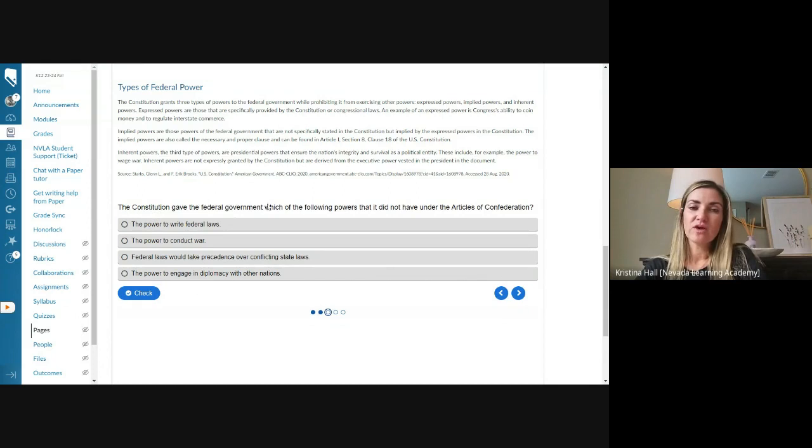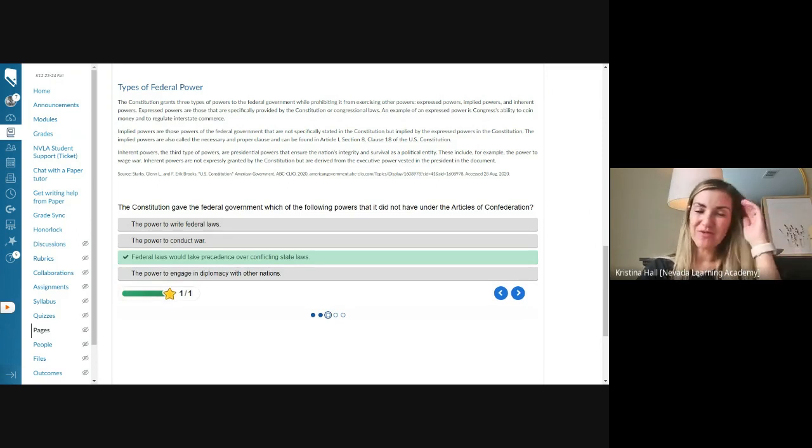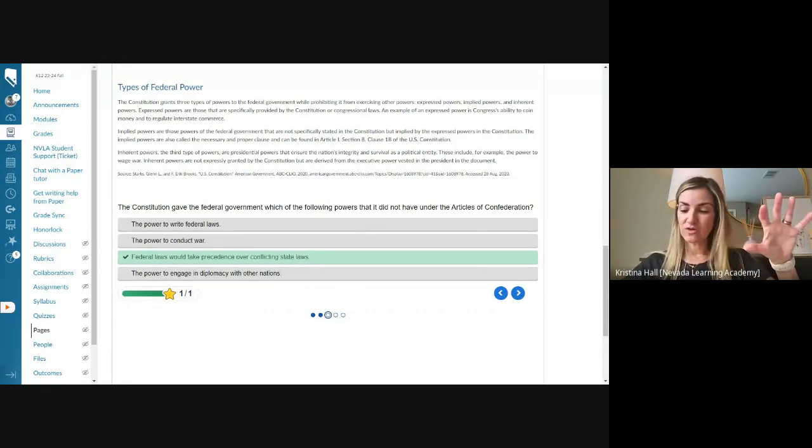The Constitution gave the federal government which of the following powers that it did not have under the Articles of Confederation? So how does the new Constitution and federal government have more power than the old one? Basically, federal law precedes conflicting state law. Back to my example of marijuana, technically it is federally illegal. So even though it's allowed within many states, if you somehow interacted with federal agencies, even though legally within your state you weren't breaking the law, the federal government could bring charges against you. So federal law supersedes state law when there's a conflict.